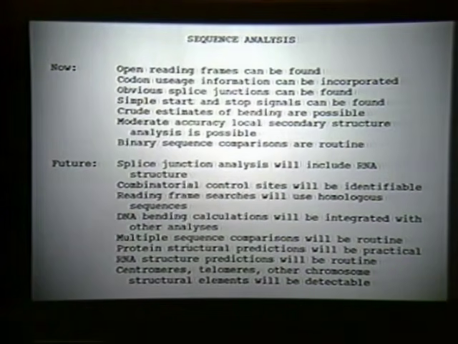But my interpretation of what's now possible, this will amuse you, especially if it's very wrong, but maybe it's right, is that we can find open reading frames very well, that we can do this by incorporating codon usage. We can find obvious splice junctions, but we certainly can't find all splice junctions. We know more or less where things stop and start, but not always. We can estimate something about the DNA tertiary structure from the sequence, but those estimates are by and large crude.